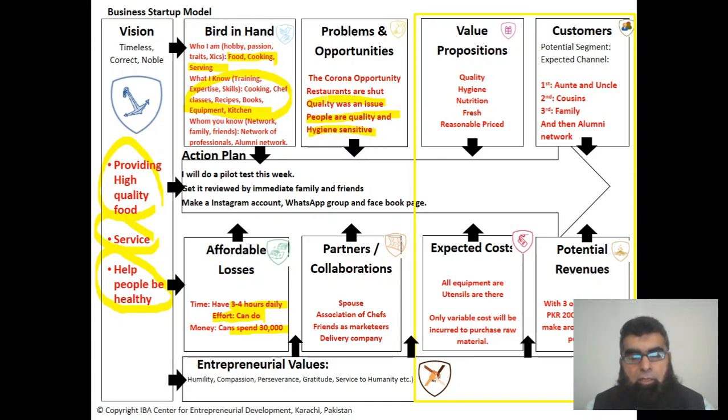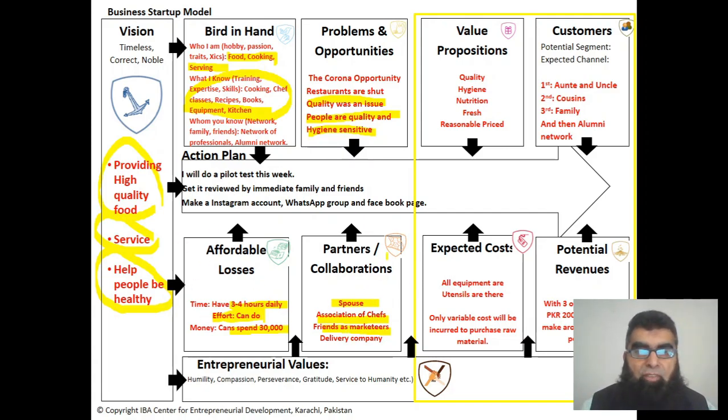She starts reflecting, and she starts looking at who will be her partner and collaborator, and she finds that her spouse, her father and mother-in-law, the association of chefs, and the friends will be helping her, and there's a delivery company which can be her partner and send it at a reasonable cost.